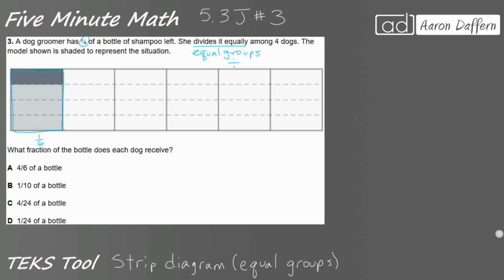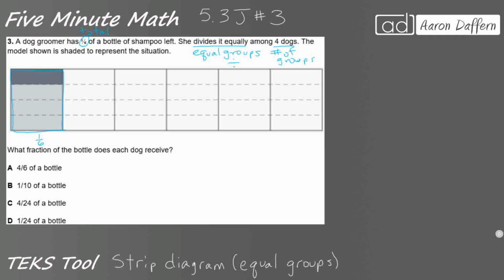And even though this 1/6 is a small number and it's less than a whole, that's the total. That's all the shampoo that we have. We're not getting any more shampoo. We're going to take the small amount of shampoo that we have and split it even more into smaller and smaller pieces. So that's our total. We're going to divide it equally among 4 dogs. So each of these dogs is going to act like a group. So number of groups.